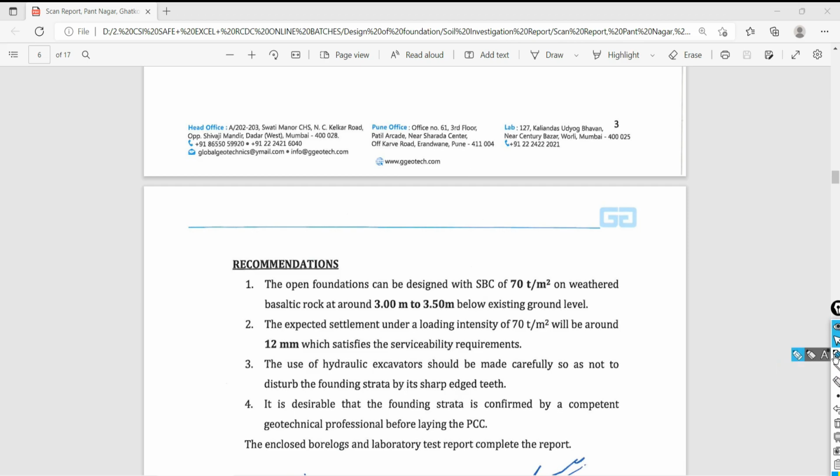So whatever the natural level they have considered, from that this bearing capacity you are allowed to use at a depth of 3 meter or up to 3.5 meter in between. At any level you can put your foundation.